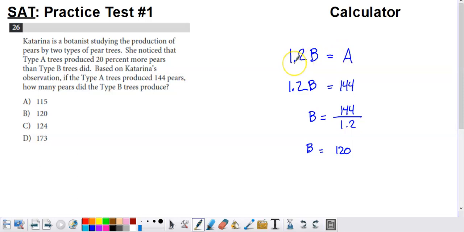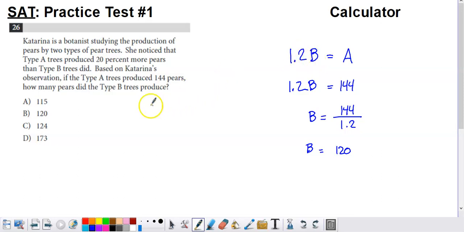So if you're wondering where I got this 1.2 from, type B trees produced 100% of the pears that they produce. That kind of makes sense, right? Well, I need to be 20% more than that. So I'm not multiplying by a decimal that represents 100% on this side. I'm multiplying by a decimal that represents 120%, right? So the type A trees produced or equaled 120%, or as a decimal, 1.2 times the amount that the type B trees produced.